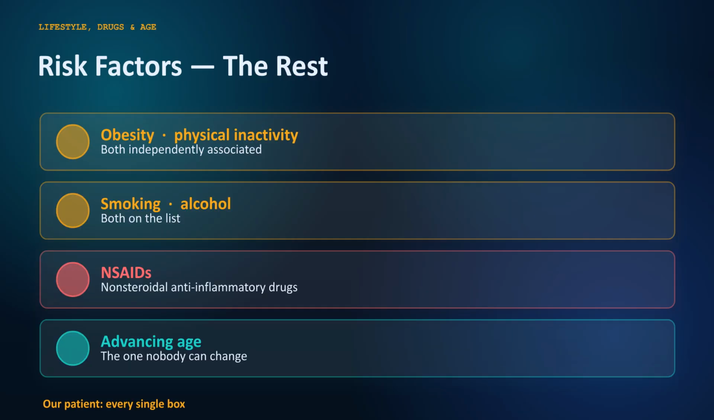Now the rest of the list. Obesity, smoking, physical inactivity, alcohol, and non-steroidal anti-inflammatory drugs, the NSAIDs. Say that NSAIDs, and then the one nobody can change, increasing age. Return to our patient one more time. His body mass index is 31. He has smoked half a pack a day for 30 years. He has a desk job and does not exercise. He drinks 2 glasses of wine most nights, and he takes ibuprofen 2 or 3 times a week for his knees. He is 61 years old. He checks every single box on this slide, which means almost everything driving his colon is something we can work on. And that right there is the difference between a risk list and a treatment plan.